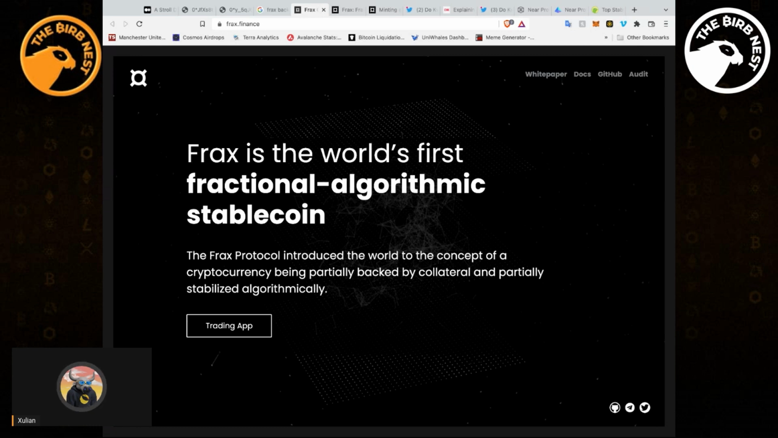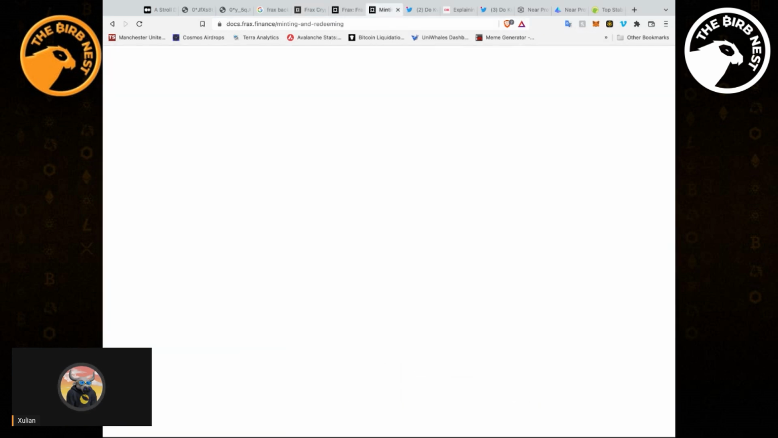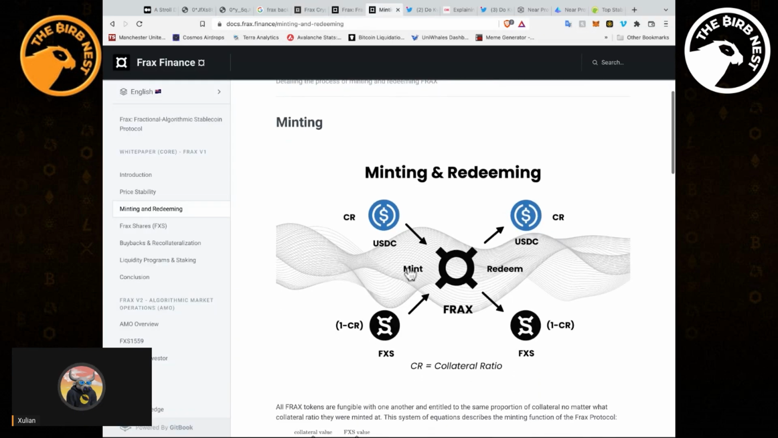So what does this mean? It can be a little complicated. Fractional algorithmic means it is not 100% algorithmic. It is partially backed. So right here, we can see a little bit of how to mint and create Frax, or FXS, which is a stablecoin. It's partially collateralized.